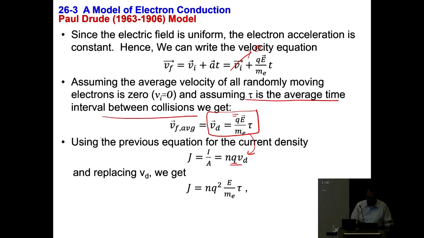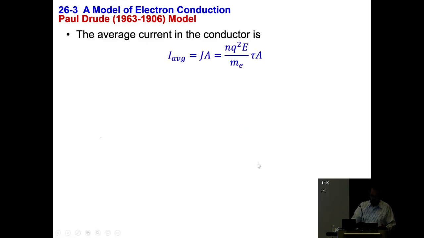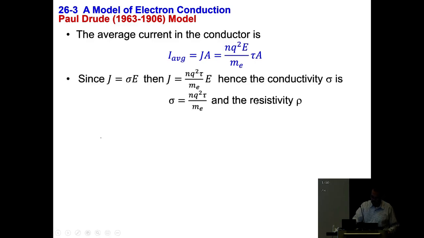Okay, so now we have another equation for the current density, where we replaced Vd by this expression. Let's take it further. The average current is the current density times the cross-sectional area. So if I use the equation that I had before, this becomes nq squared times the electric field divided by the mass of the electron, times the average time between collisions, times the cross-sectional area of this conductor. This is the average current equation.